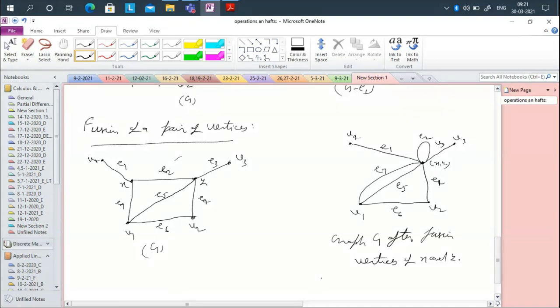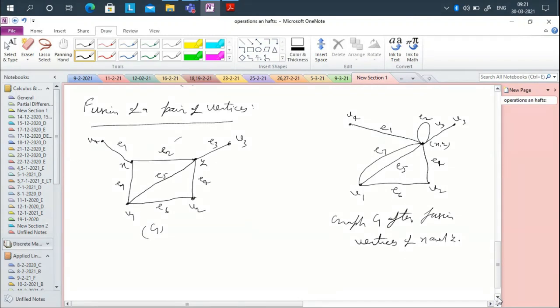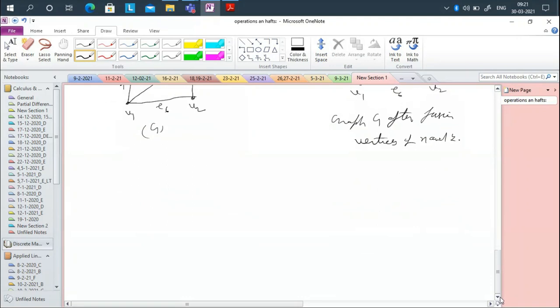Yes, sir. Okay. So see, now we will discuss some special types of graphs. So these are the operations. So some special types of graph here.